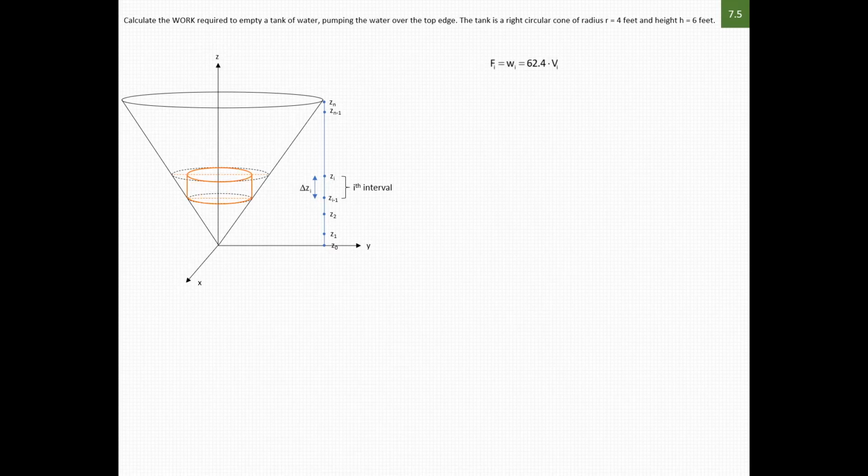Knowing that the weight of 1 cubic foot of water is 62.4 pounds, it follows that the weight of the ith slice of water equals 62.4 times the volume of that slice. As the ith slice of water is a thin slice, I'll approximate the volume of that slice by the volume of a right circular cylinder. You see here a right circular cylinder. The height of the cylinder is delta zi, the length of the ith interval.